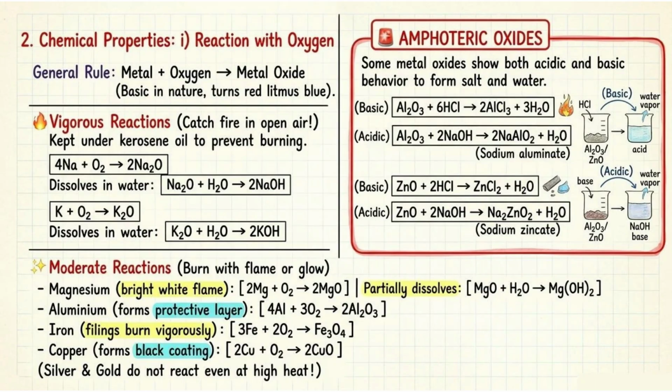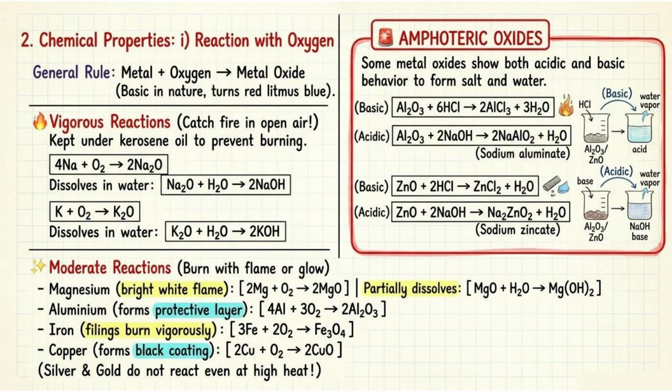We just said metal oxides are usually basic. Right. But amphoteric oxides are like chemical chameleons. They can show both acidic and basic behaviors to form salt and water, totally depending on what they're reacting with at the time. Let's spell out the reactions for aluminium oxide, Al2O3. First, acting as a base when it meets an acid. Okay, so Al2O3 reacts with 6 molecules of hydrochloric acid, 6HCl. And that forms 2 molecules of aluminium chloride, 2AlCl3, plus 3 molecules of water, 3H2O.